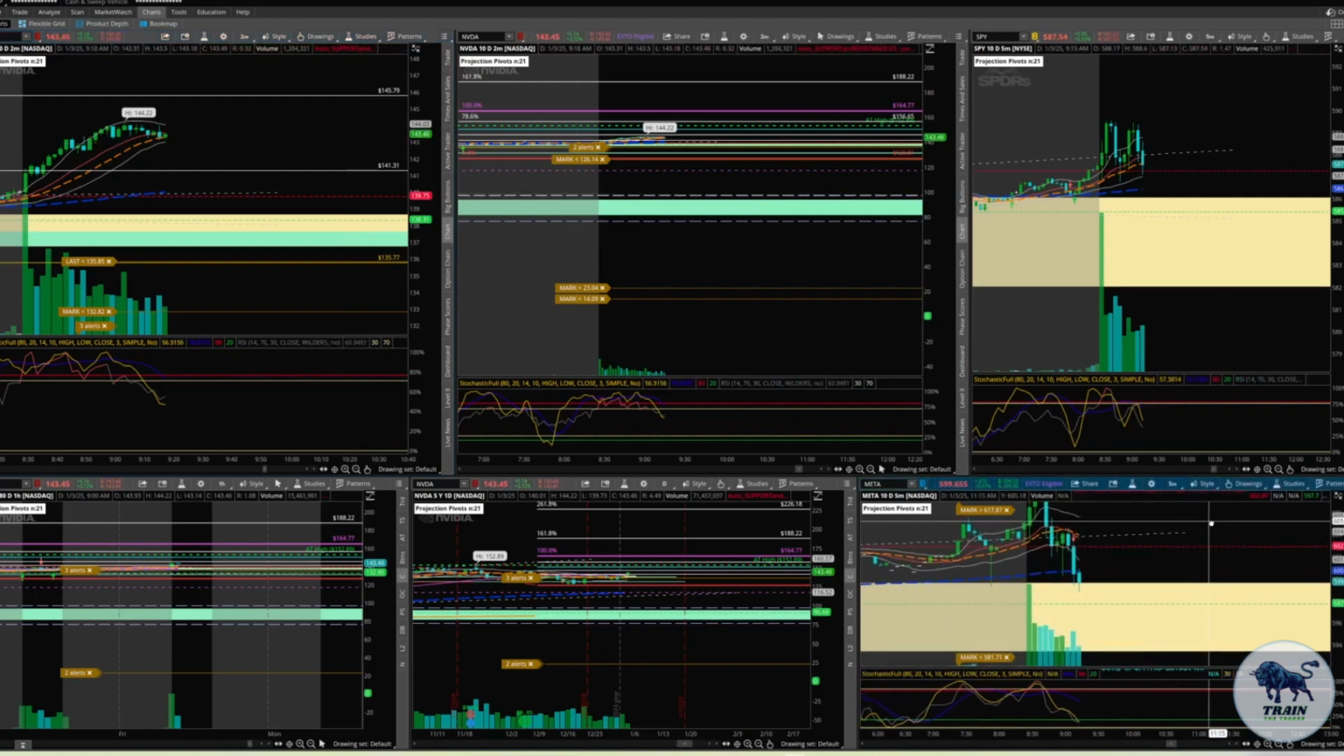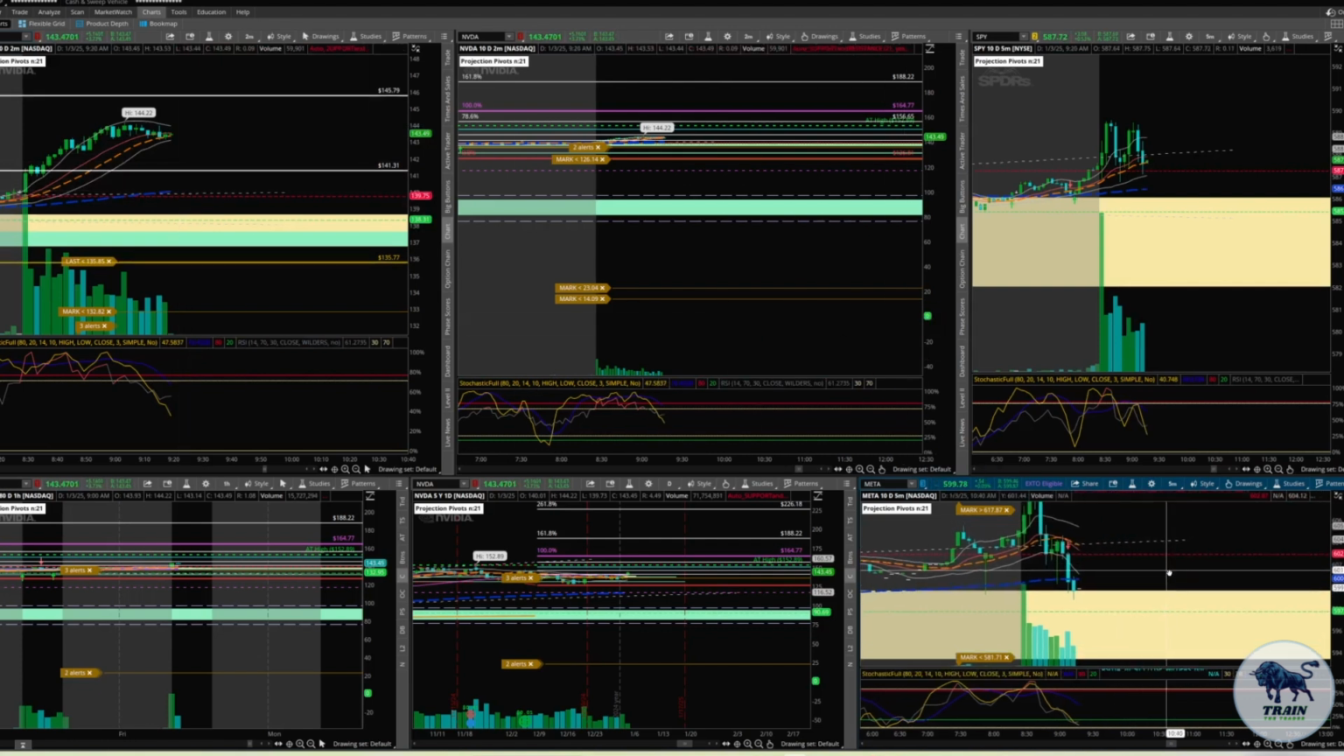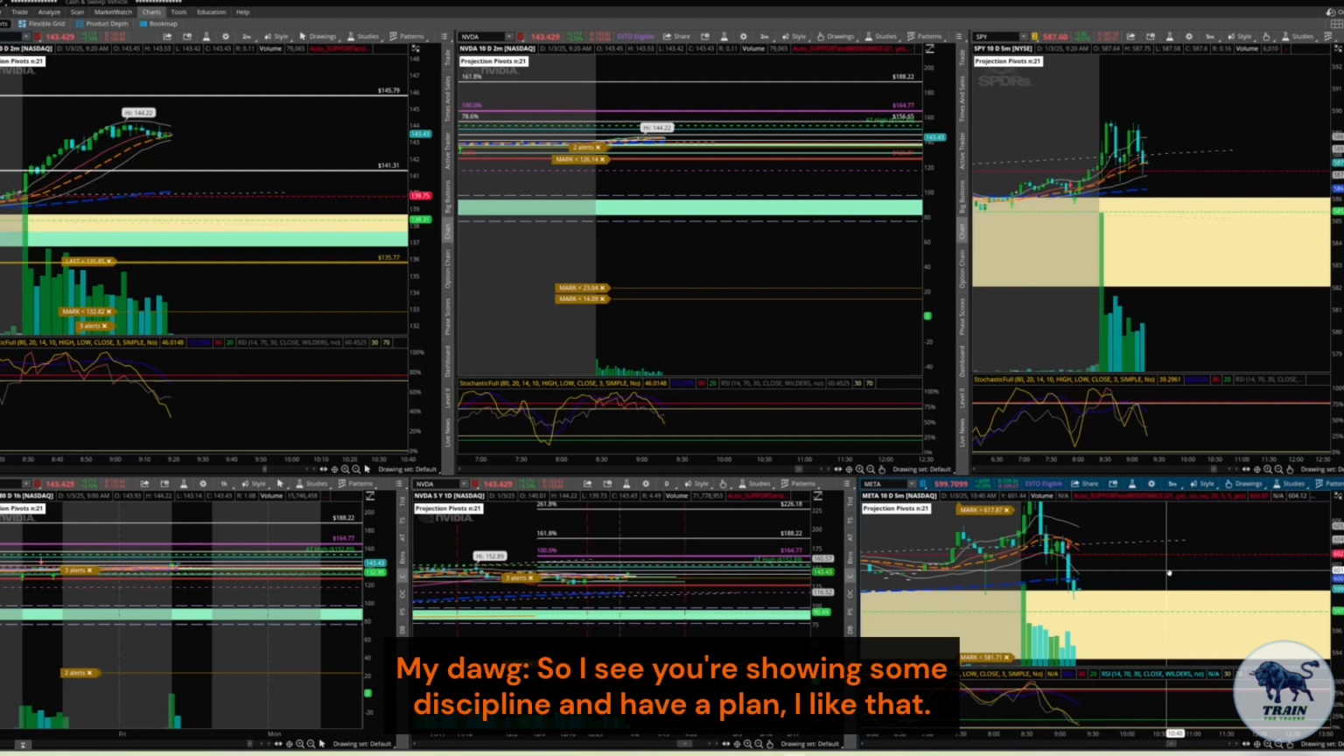Where's Meta? I don't know. Nvidia could continue here, but I would like to see it come back and test this 200. If Nvidia drops back to this 200, that would be a trade that I would take on my real account. You just get to practice your theory with the paper account, and you get good enough, consistent enough. Practice, practice.